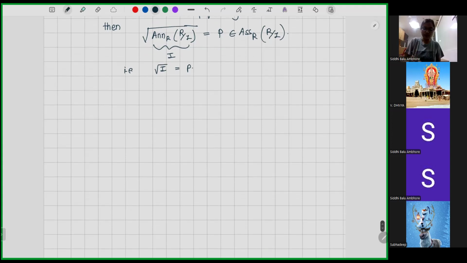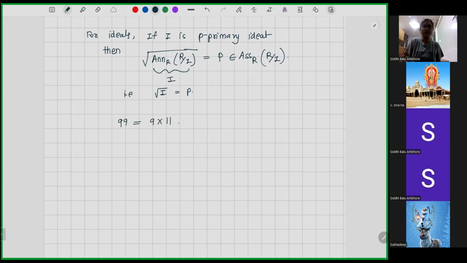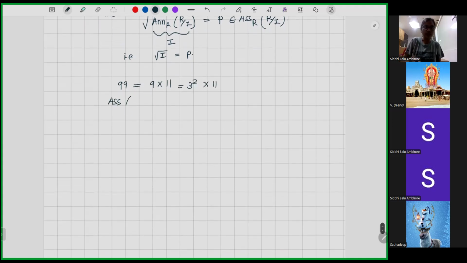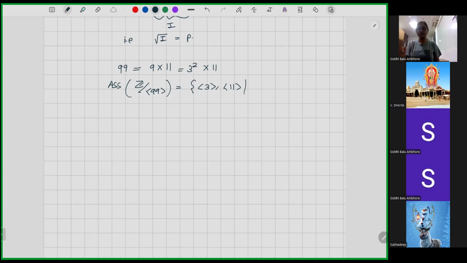You can generate such elements, but when that annihilator forms a prime ideal, then that becomes an associated prime. Think about it. For example, below 100 we have 99, which is 9 into 11, which is 3 squared into 11. So the associated primes of Z mod 99 are 3 and 11, because 3 annihilates 3 into 11, and 11 annihilates 3 squared. So we have two associated primes in this case, 3 and 11. Therefore, the cardinality of associated primes of Z mod 99 over Z is not 1. Therefore, 99 is not a primary ideal.